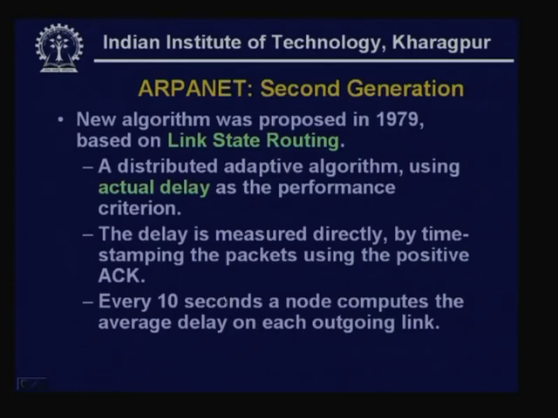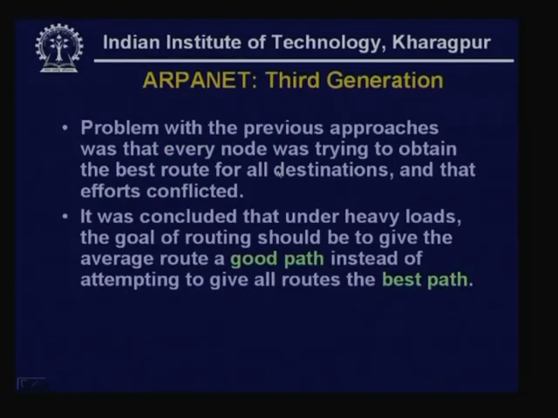So, by using this second generation algorithm, by measuring the actual delay, the performance was significantly improved. However, when it was again reviewed in the year 1989, it was found that the problem with the previous approaches was that every node was trying to obtain the best route for all destinations, and those efforts conflicted. That means all the nodes were trying to forward packets in the direction of the least cost path, and best effort routing was leading to some problem.